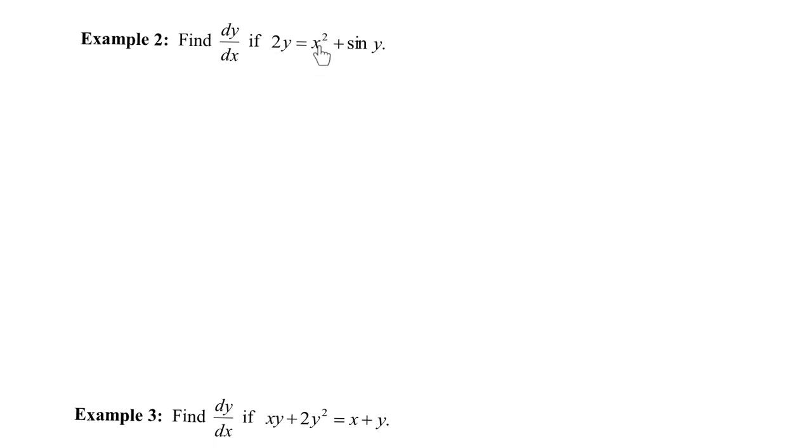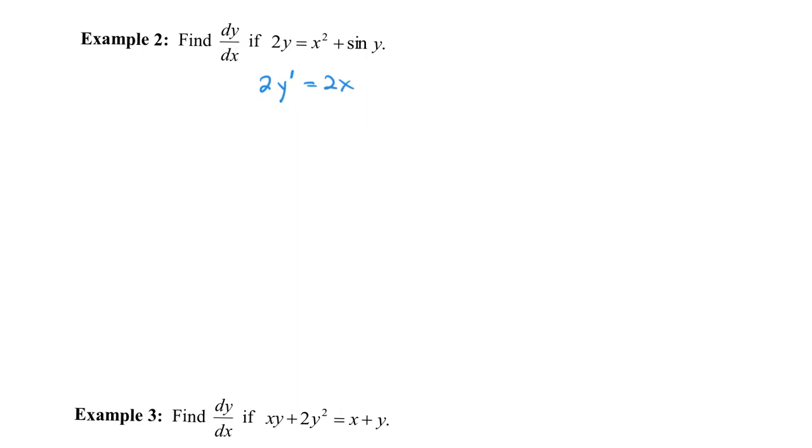So while this will just be 2x, this and this will both involve the chain rule, right? Because y is an unknown function of x. So if I go ahead and differentiate, I'm going to get 2 times y prime, the derivative of y is y prime, equals 2x. Nothing new to see here. This is just the derivative of x squared is 2x. Now here again, 2 goes along for the ride. The derivative of y is just y prime, or dy dx if you prefer.